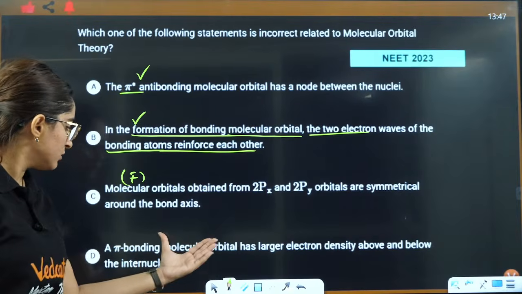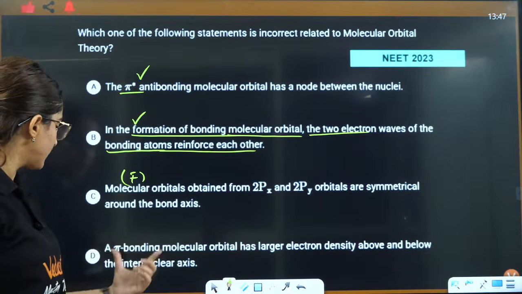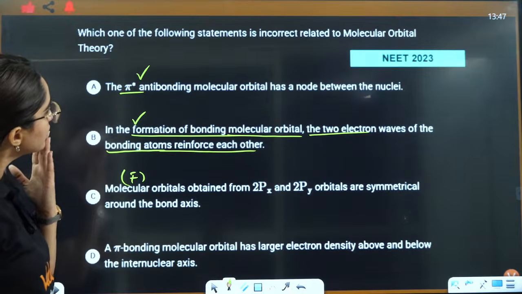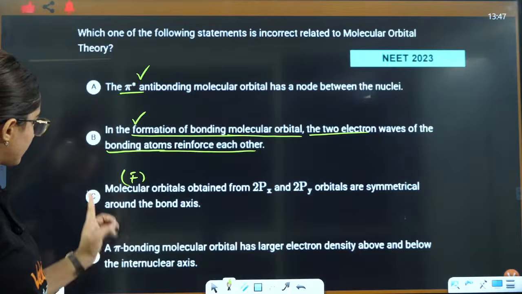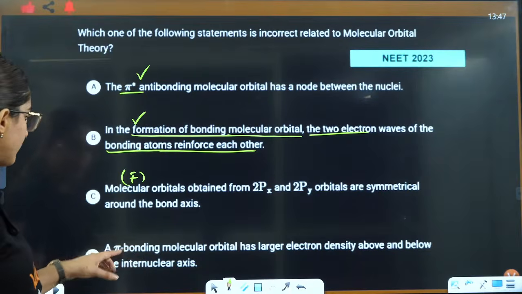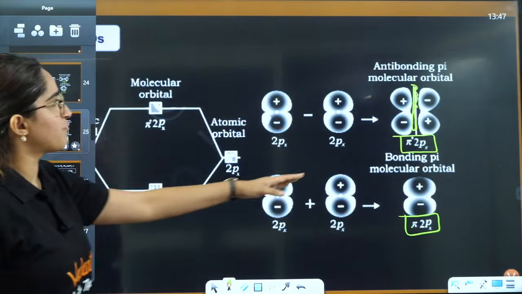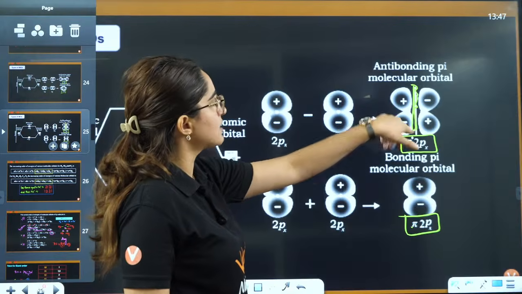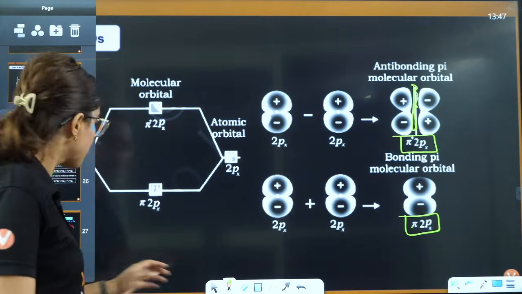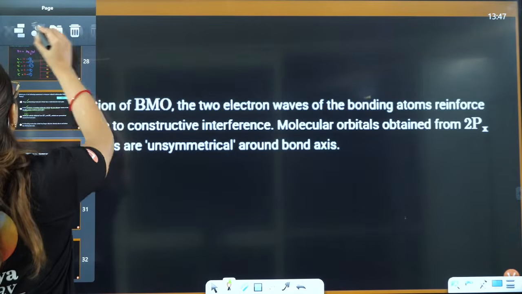A pi bonding molecular orbital has larger electron density above and below the internuclear axis. So this is based on the same thing. This definitely has larger electron density as compared to this one. Okay. So the answer will be C, the incorrect one.